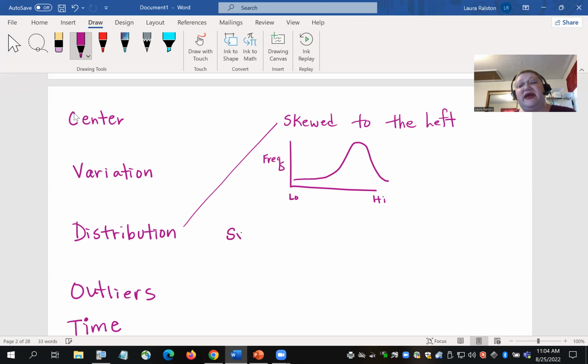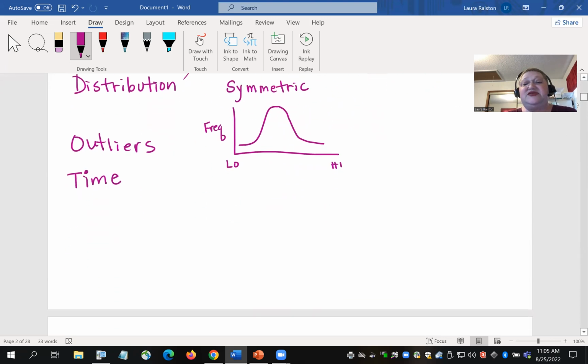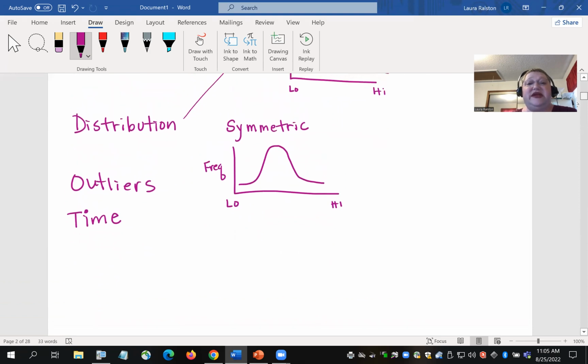We had symmetric. With symmetric, most of our data is centered in the middle. You have very few high and very few low. Most everything is clumped together in the middle. Okay, so that's symmetric. And then let me see if I can scroll down and get the other one, because again, we're going to come back to these 3 sketches in a few minutes.